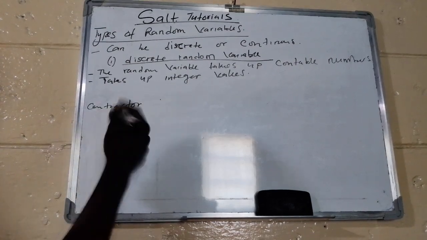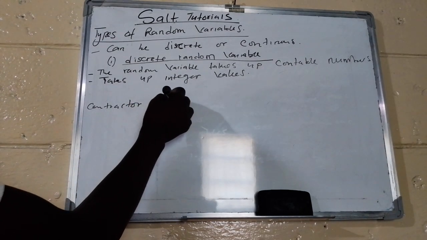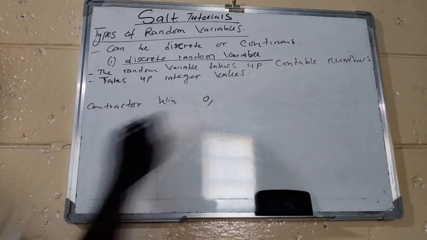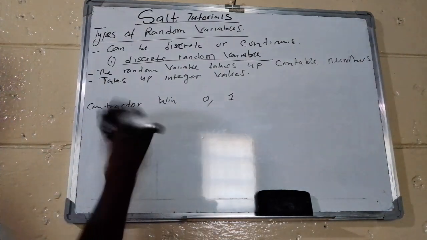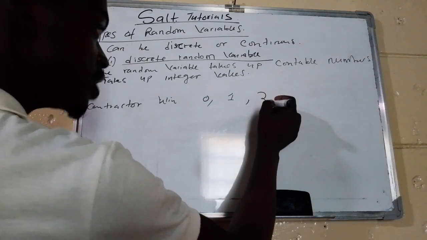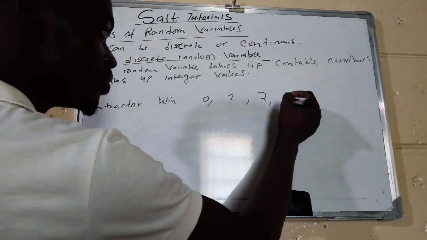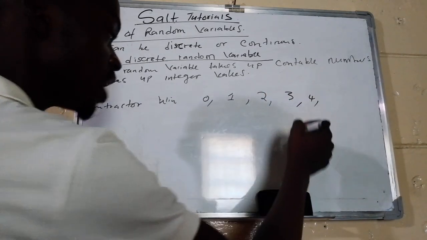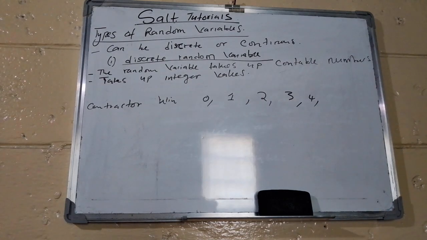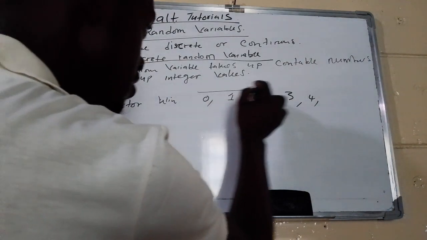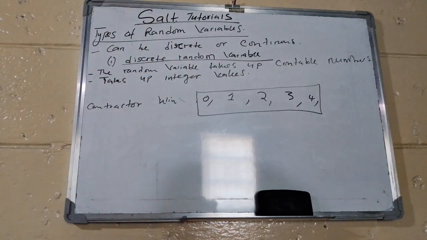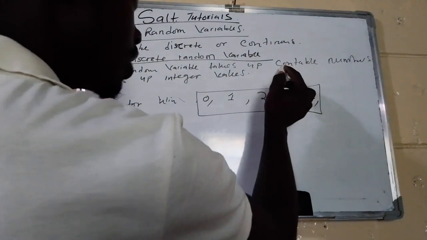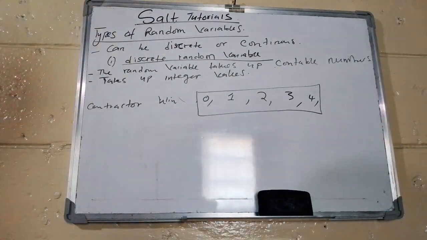have the following wins. A contractor can win maybe 0 contracts, 1 contract, 2 contracts, 3 contracts, 4 contracts, etc. So these values can be assigned to a random variable. No wonder I'm saying that when the random variable is discrete, we're talking about countable numbers.